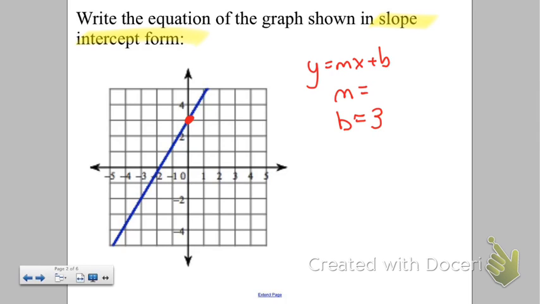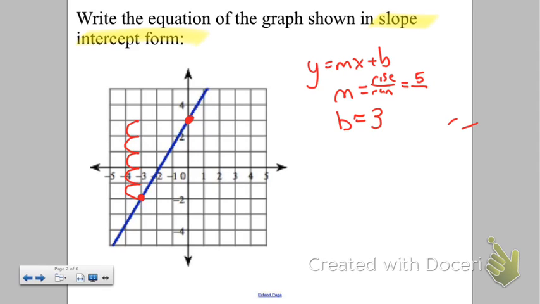Now, I need to find my slope, so I need to find 2 points on my graph. I have my y-intercept, I can use that point, and my second point is this point down here. So my slope is still going to be my rise over my run. I'm going to find my rise first. I go up 1, 2, 3, 4, 5. So I have 5 as my rise.